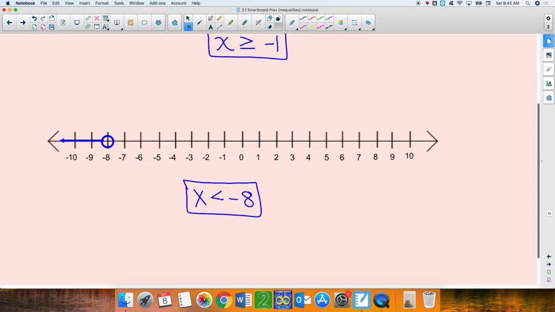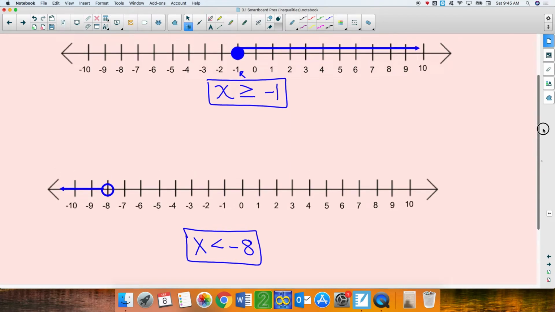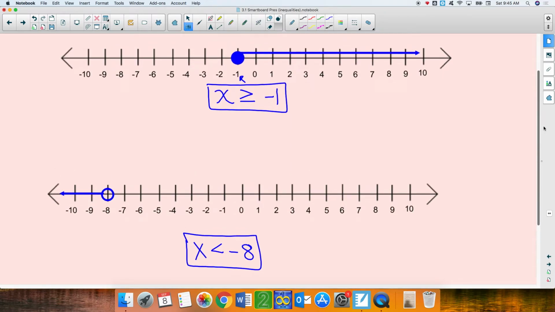And if you'll notice, if you get in a habit of always writing your variable on the left, then what you should notice is your shading is always going in the direction that your inequality is pointing. So my inequality is pointing to the right, I'm shading to the right. My inequality is pointing to the left, I'm shading to the left. Only follow that if your variable is on the left side of your inequality. And really, you all should be putting your variable on the left side, and so this is something that you can follow.